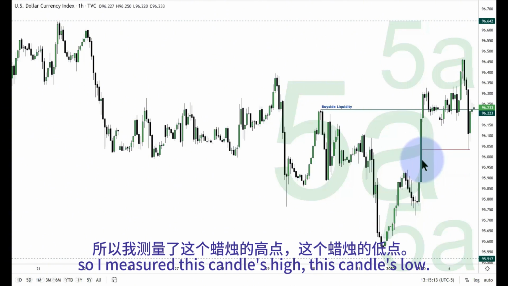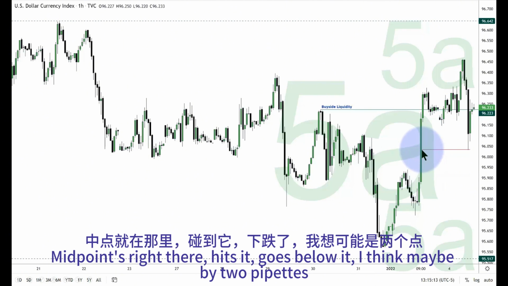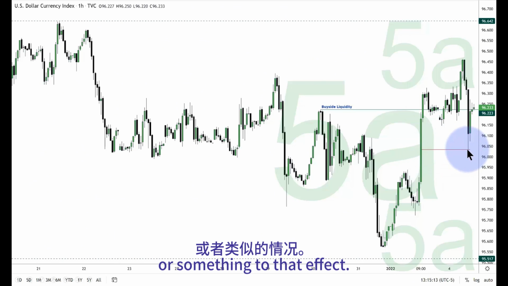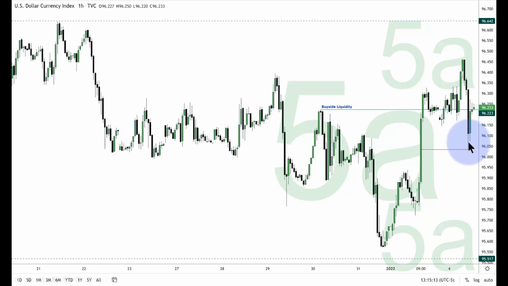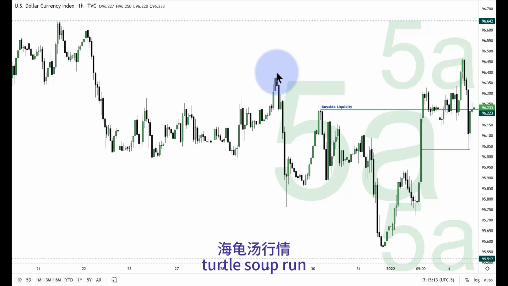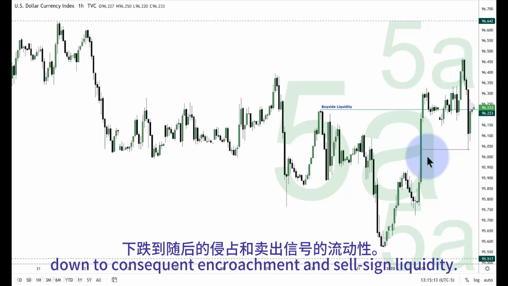Consequent encroachment. So I measured this candle's high, this candle's low. Midpoint's right there. Hits it. Goes below it, I think maybe by 2 pipettes or something to that effect. Hits it and then reacts off of that as well. So turtle soup run on this high down to consequent encroachment and sell side liquidity.